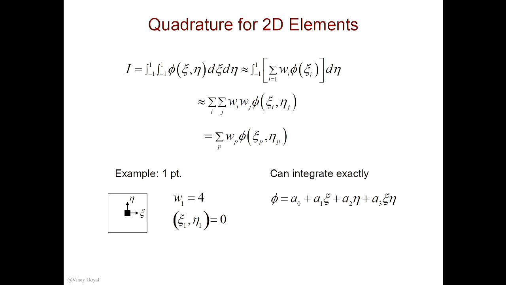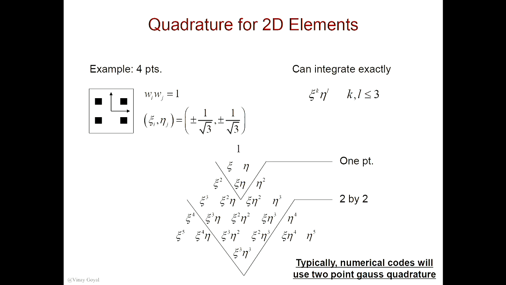Very simple. That can integrate a linear quadrilateral element exactly, typically simple in shape. You can do a really good job. Let's look at the two-point quadrature. Two-point quadrature, basically the weights are Wi equals Wj equals 1. So the weights are 1, each of them. If you evaluate the integral, the phi at each of these coordinates, how many pairs do you have? 4, 1 here, 1 here, 1 here, 1 here.